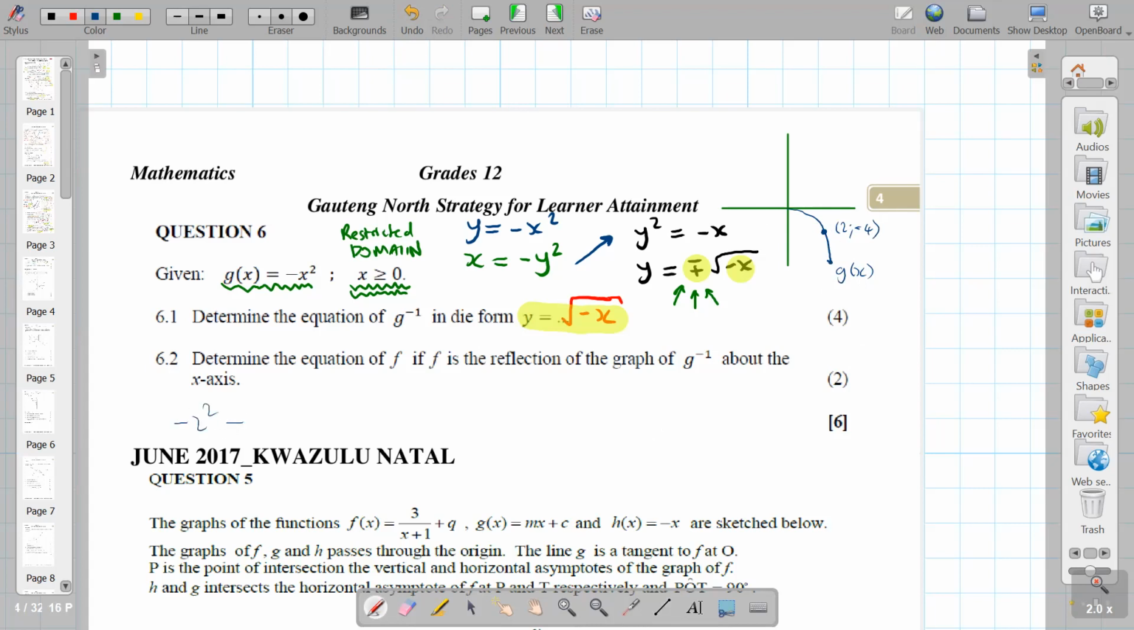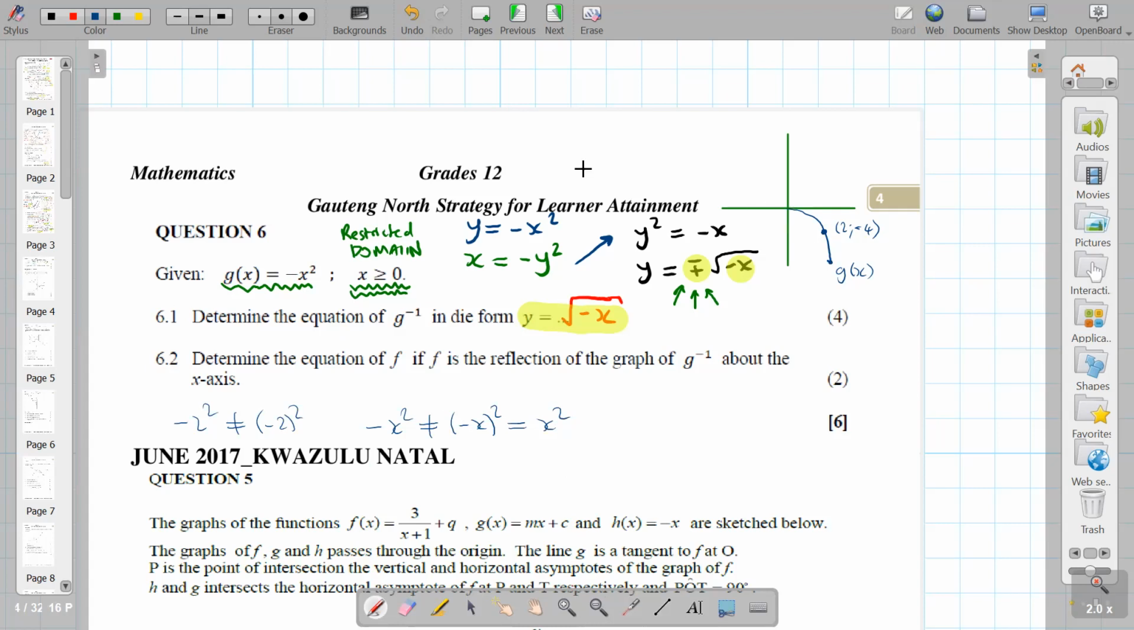Negative 2 squared is not the same as the square of negative 2. They are different. Negative 2 squared is negative 4, nothing is wrong. But the square of negative 2 is 4. So in this case, we have that negative X squared. That's why I can say negative X squared is not the same as the square of negative X, because the square of negative X is X squared. They are different. Just keep that in mind.